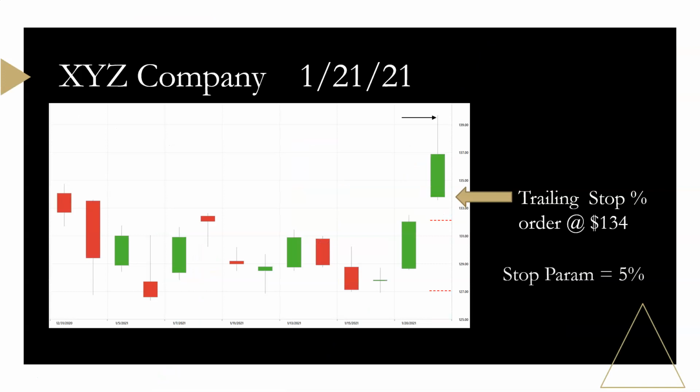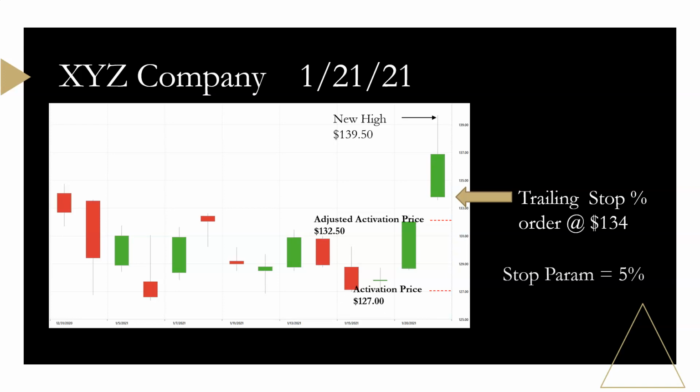It's the 21st of January again. And this time you have put in a trailing stop percentage order at $134 with a stop parameter of 5%. That would make your activation price $127. But you see, with trailing stops, as the price increases, your activation price trails the new high. So during the course of this day, the stock saw a new high of $139.50.